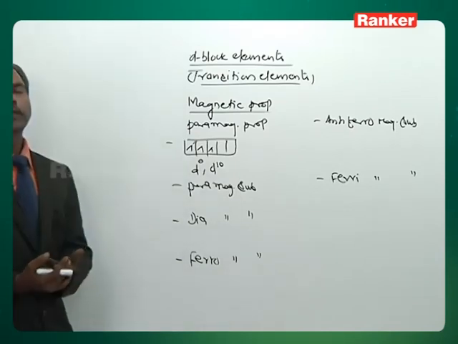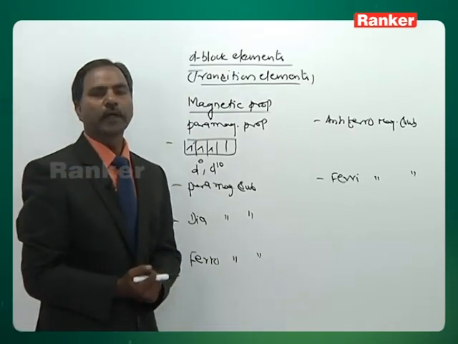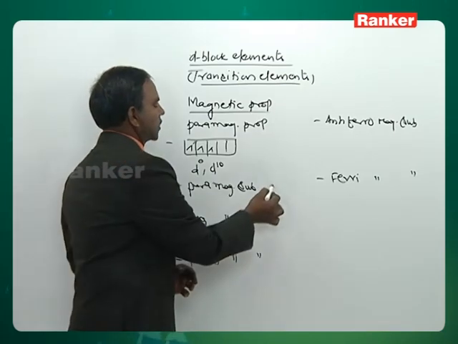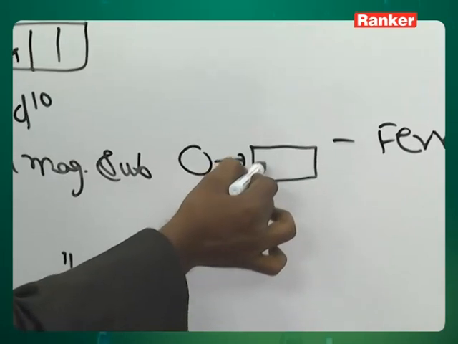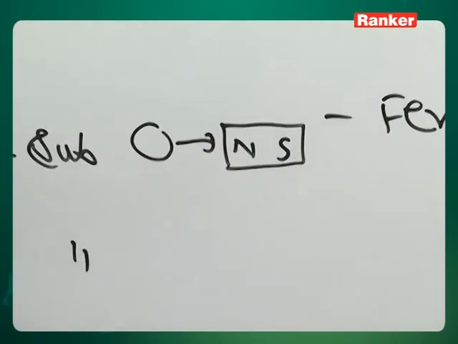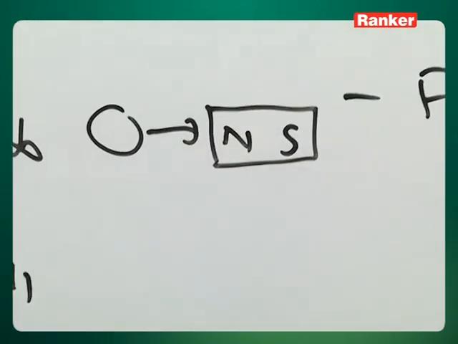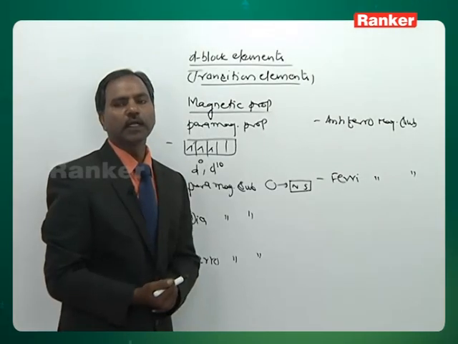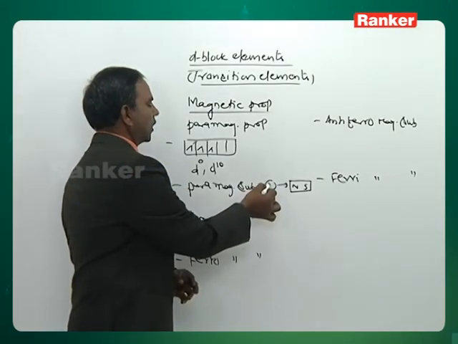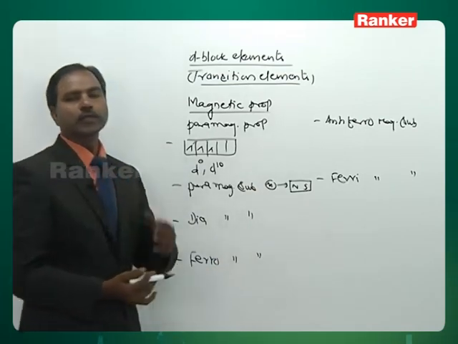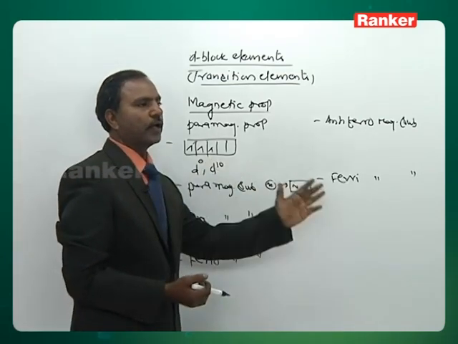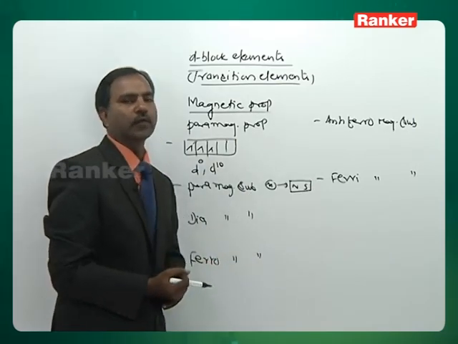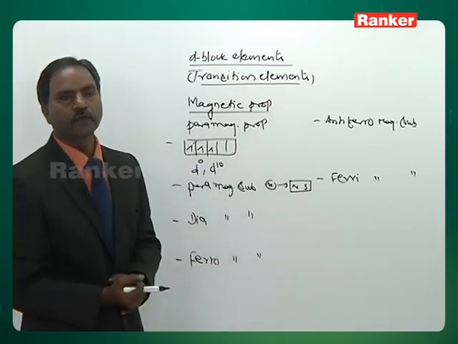You know well this particular paramagnetic substance. The substance which is attracted by the magnet, we call it paramagnetic substance. A paramagnetic substance generally carries unpaired electrons. Whichever substance carries unpaired electrons and is attracted by the magnet, such a substance we call paramagnetic substance.